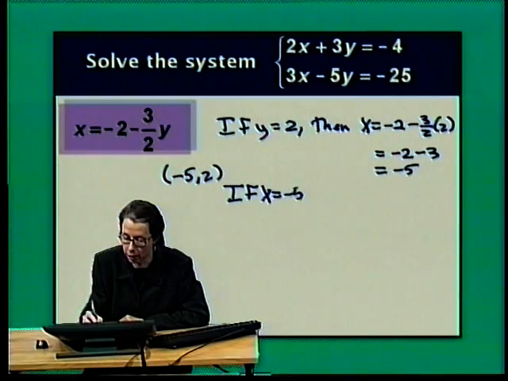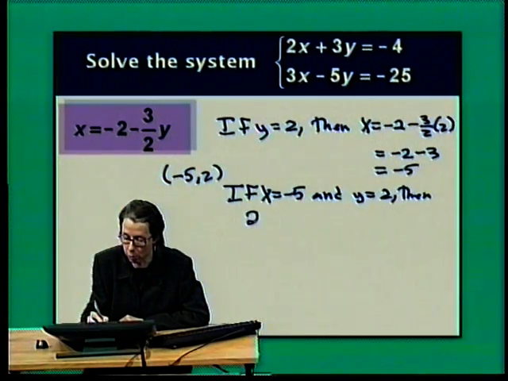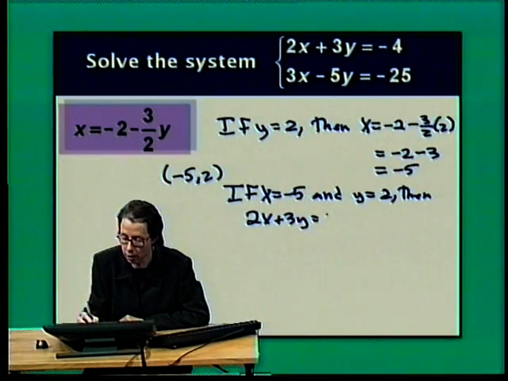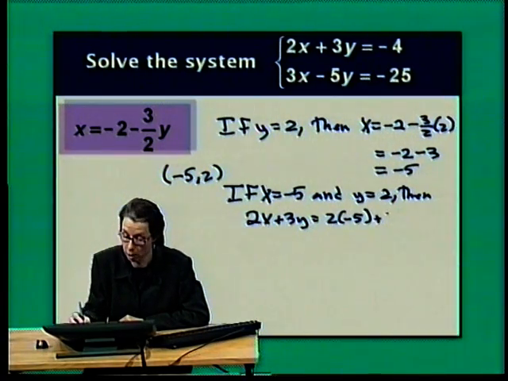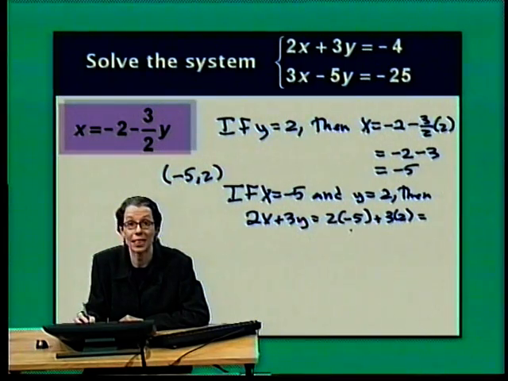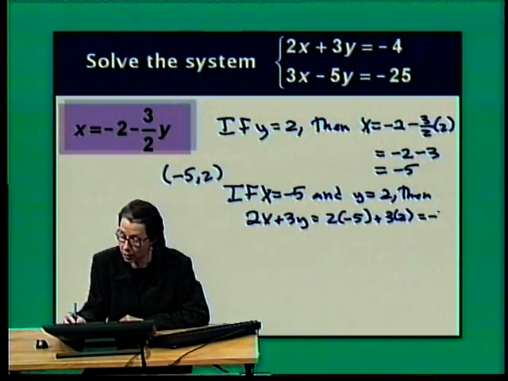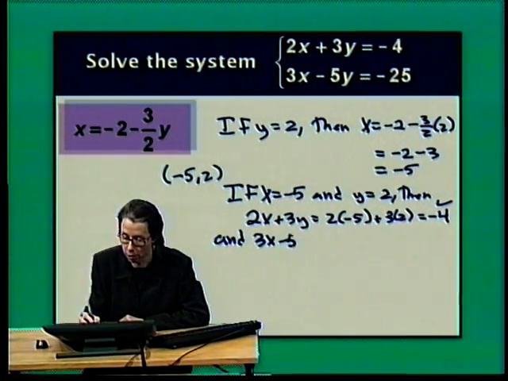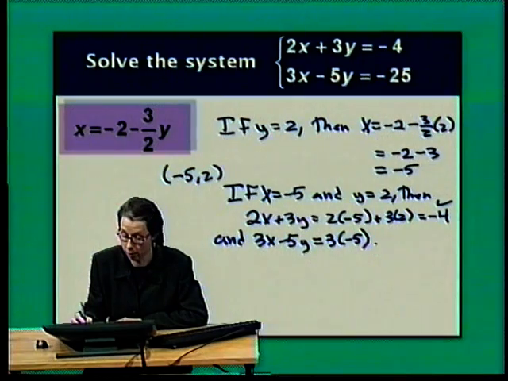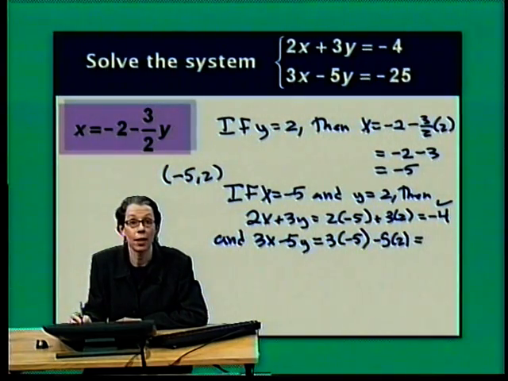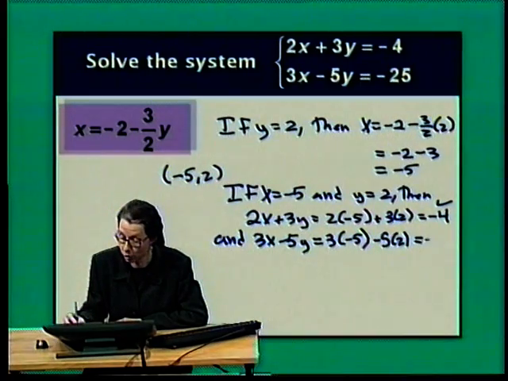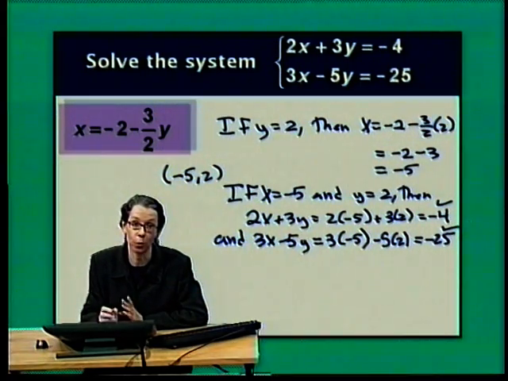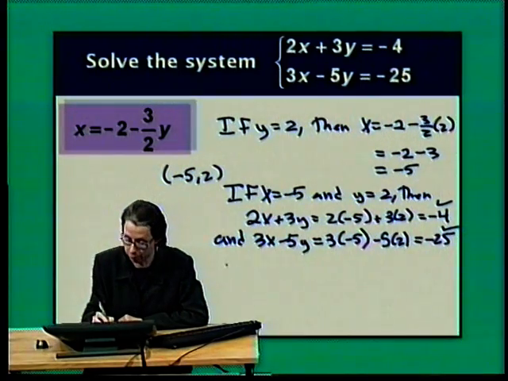If x equals negative 5 and y equals 2, then in the first equation, 2x plus 3y, that's 2 times negative 5, plus 3 times 2, that's negative 10 plus 6, which is negative 4. That checks. And in the second equation, 3x minus 5y equals 3 times negative 5 minus 5 times 2, that's negative 15 minus 10, which is indeed negative 25. So even with those fractions, our solution checked.